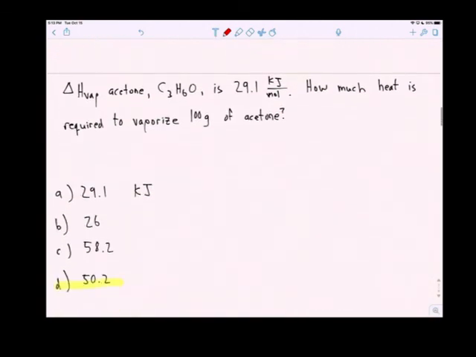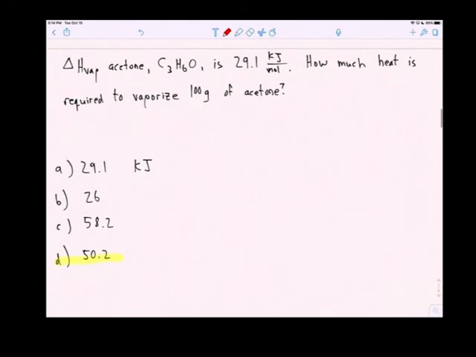So this is for you to try. The heat of vaporization of acetone is 29.1 kilojoules per mole. How much heat is required to vaporize 100 grams of acetone? So work on that, if you will. The answer is D.